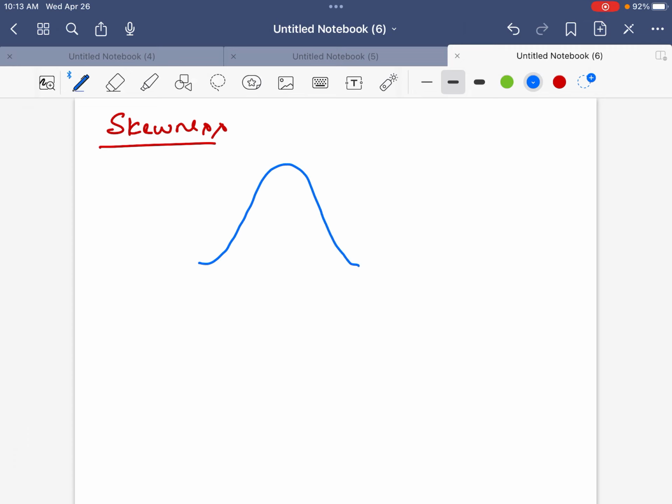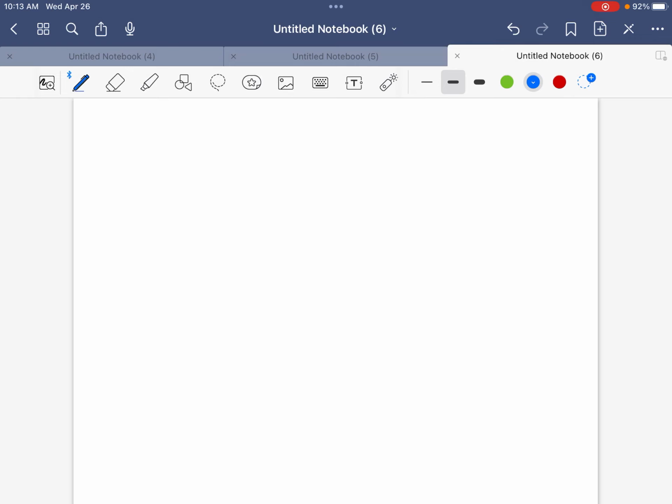But in case of a skew symmetrical curve, one tail will be longer than the other. Maybe it is the left side or it can be the right side. The graph looks something like this. And now we'll discuss the positively skewed distribution and the negatively skewed distribution.